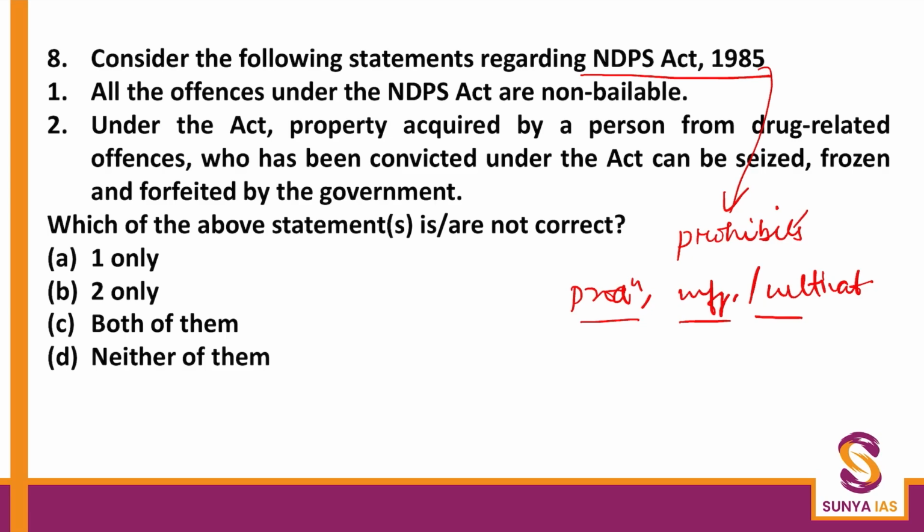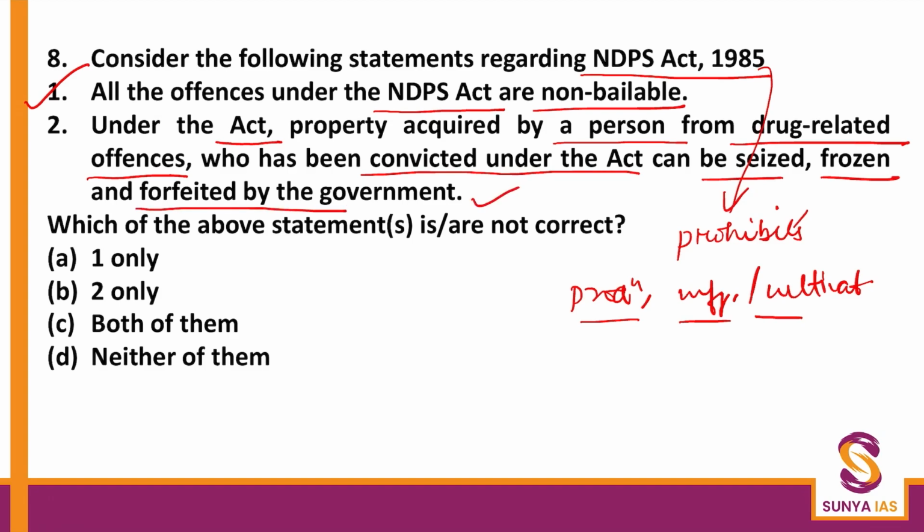Now let's read the statements. Statement number 1, all the offences under the NDPS Act are non-bailable. This seems to be an extreme statement, but it is really true. Under the Act, property acquired by a person from drug-related offences who has been convicted under the Act can be seized, frozen and forfeited by the government. Absolutely right, it should be like this. True. Which of the above statements is not correct? Therefore, both of them are correct actually. Therefore, correct answer should be D. Neither of them is not correct.